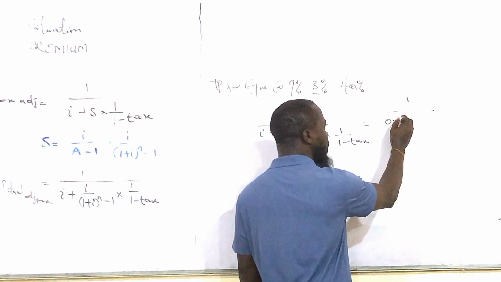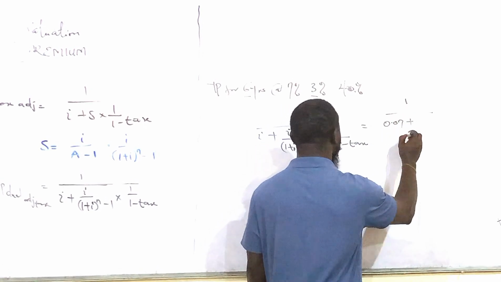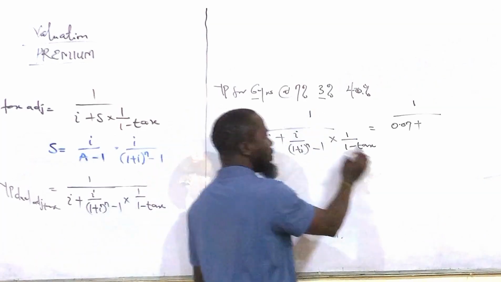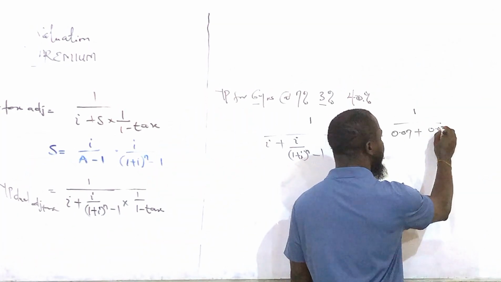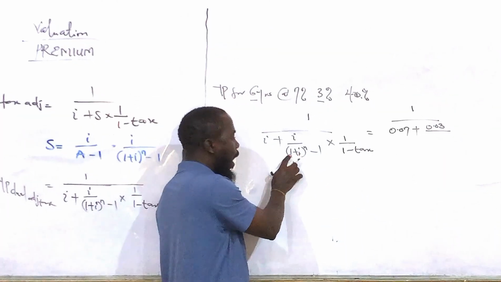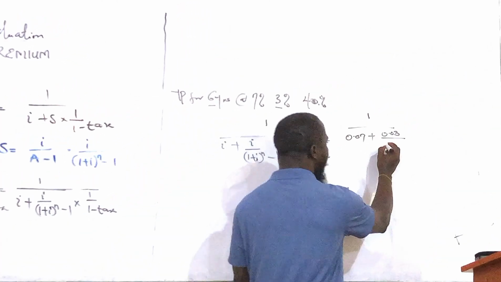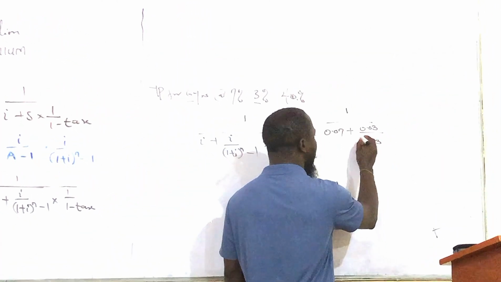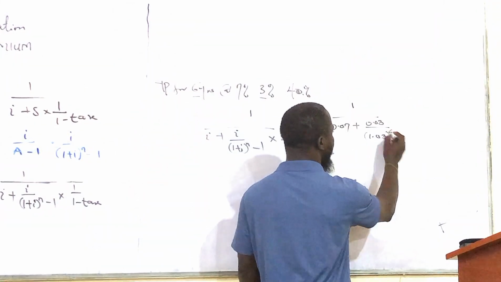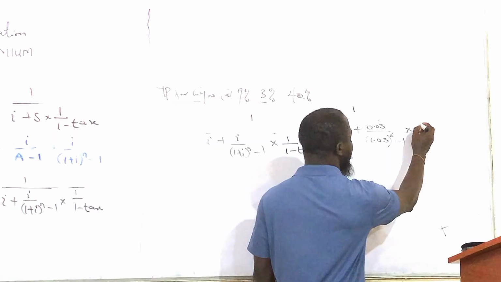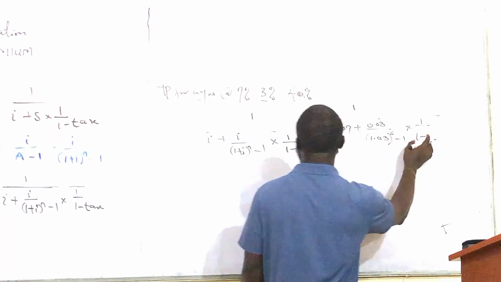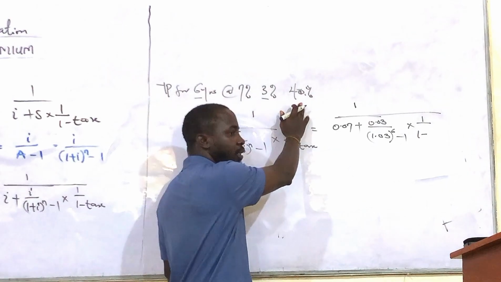7% is 0.07 plus the sinking fund, where i is 0.03, all over 1 plus 0.03 all raised to the power of n, which is 6, minus 1, times 1 all over 1 minus your tax. 40% is 0.4.